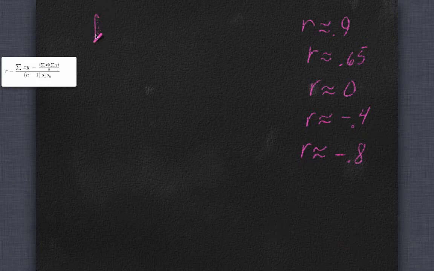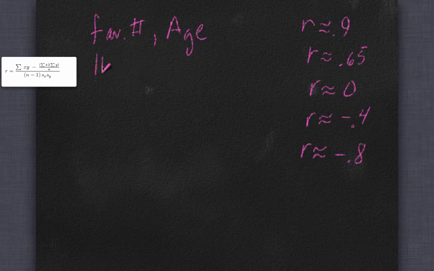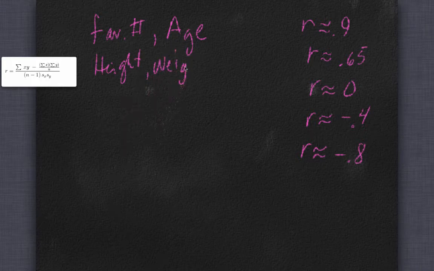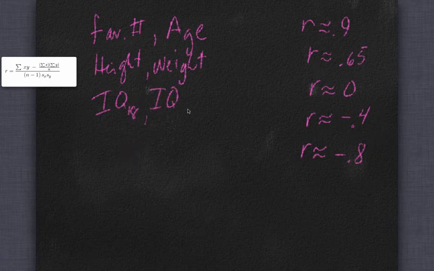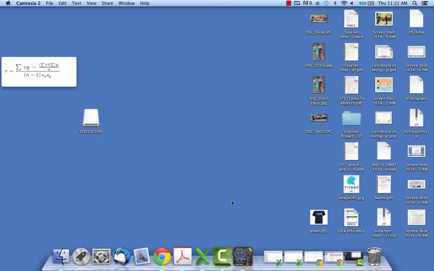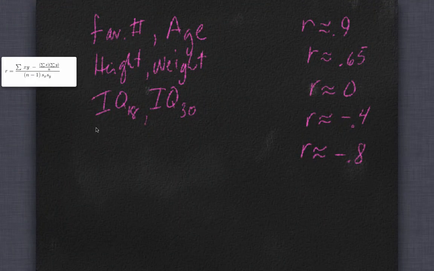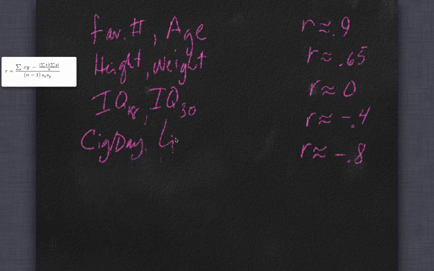So we'll see what I can come up with. So one of the options will be favorite number, H. One of these things will be height, weight. One of these things will be IQ test at 18, IQ test at 30. So this is age, same person. One of these things will be number of cigarettes per day and life expectancy.